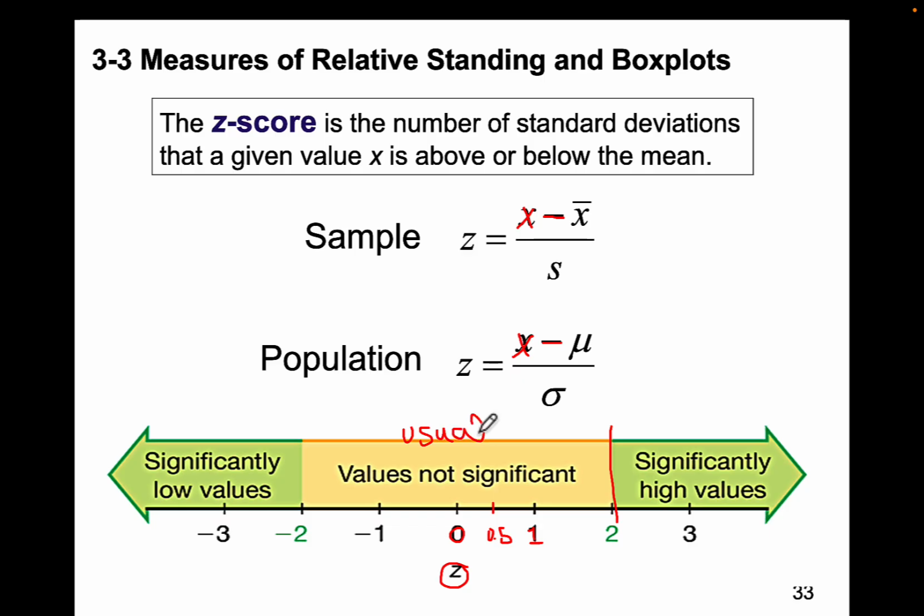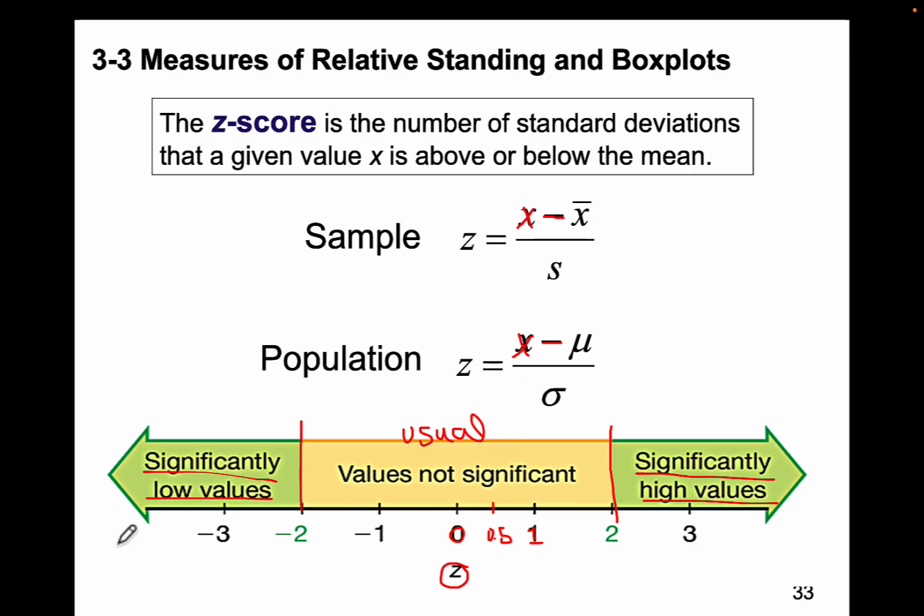Those usual values contain a Z-score between -2 and 2. And we call those values not significant. They're just usual, not significant. It would take a higher Z-score or lower, if you're talking on the negative side, to obtain what we call significantly high values and significantly low values. Those are those unusual ones, the ones further than 2 standard deviations away from the mean.